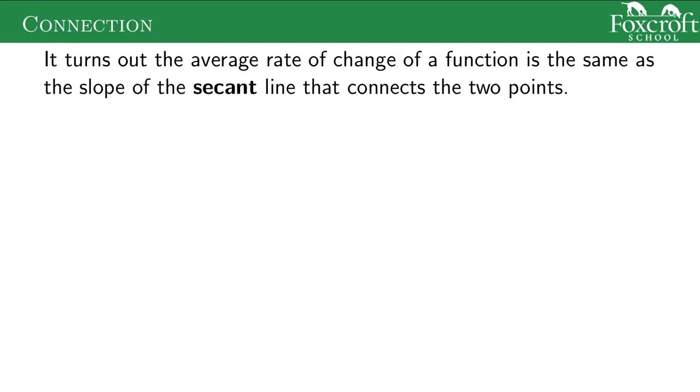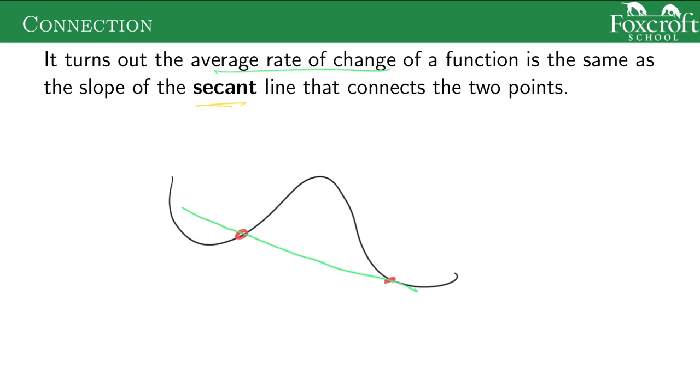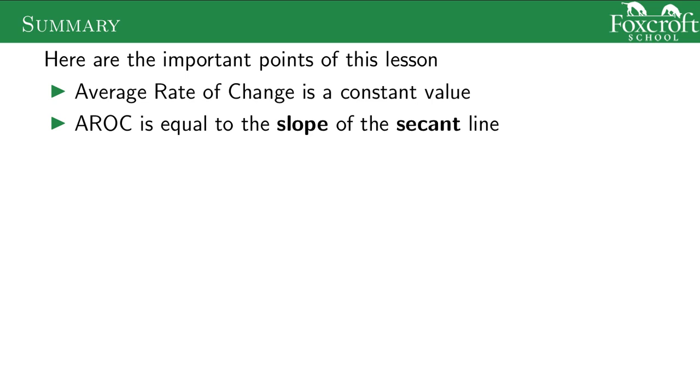And it turns out the average rate of change is the slope of what we call the secant line. So if I have some graph and I'm going to find the average rate of change between these two points, the secant line is the line that connects them. So I'll just connect these points with a line. And the slope of that line is the average rate of change. That's starting to get into the calculus type of stuff that you might not know from pre-calc, but it turns out the average rate of change is the slope of this line that connects the two points. All right, so here's the important stuff from this lesson.